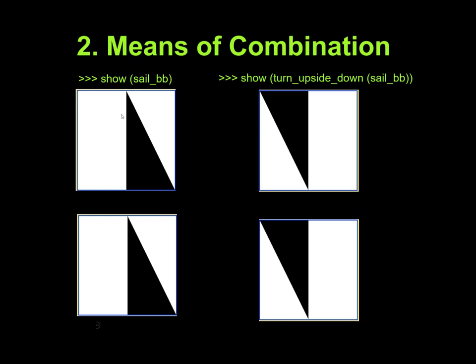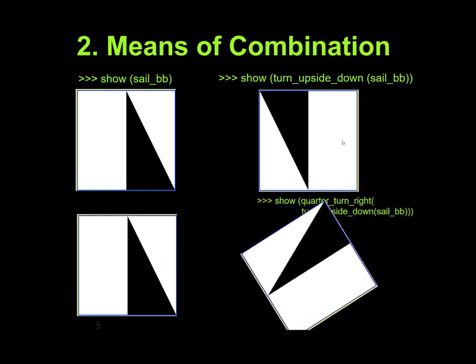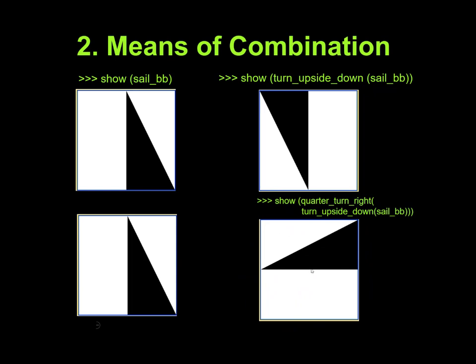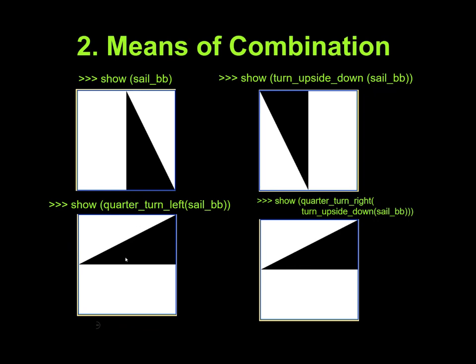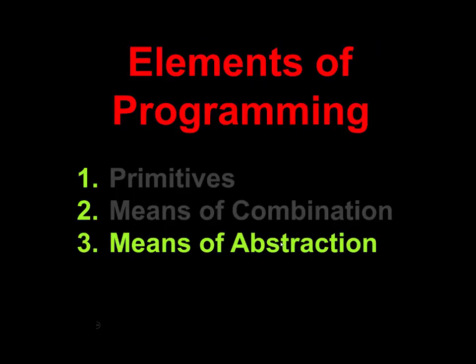Here is another look at it again. Seal BB and turn upside down seal BB is this. From here, if you do a quarter turn, you get this, which is the quarter turn left. And if you apply quarter turn left directly, you get this. So these two are the same. This is just an illustration of the previous slides.